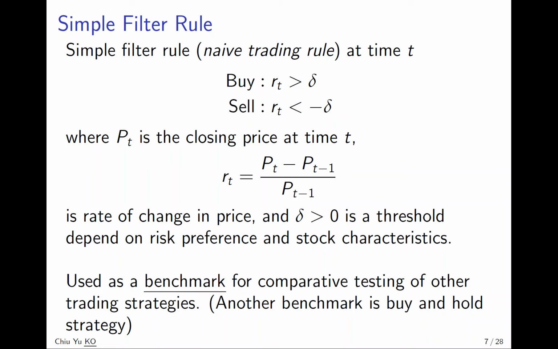And this simple filter rule says if the price goes up fast enough today, then tomorrow is a buy, and if the price drops fast enough, then it's a sell. It's a very simple rule, and usually people use it as a benchmark compared to complicated trading strategies. If your trading rule cannot beat this rule, it means your trading rule is really bad.